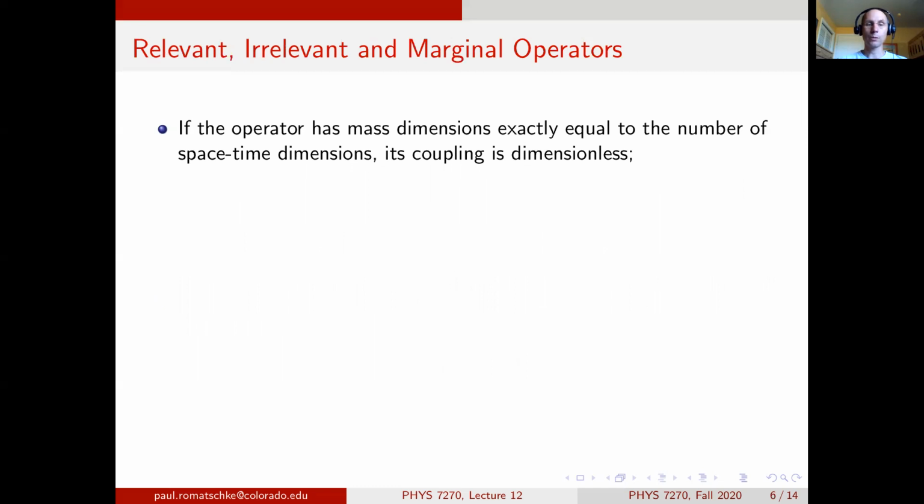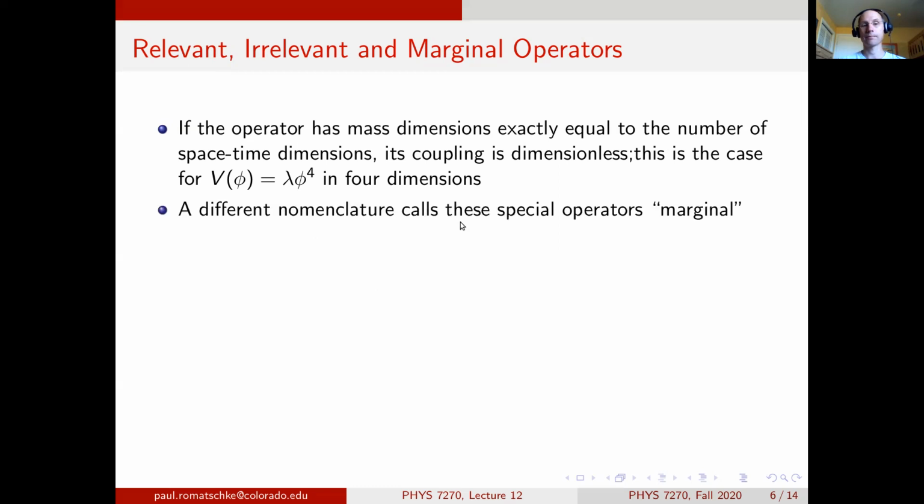If an operator has mass dimension exactly equal to the number of spacetime dimensions, the coupling for that operator has to be dimensionless. For our case, that was the case for phi to the 4 having a coupling lambda that is dimensionless in 4 dimensions. A different nomenclature for these special operators is to call them marginal operators.